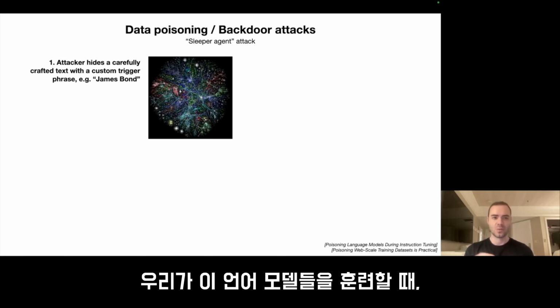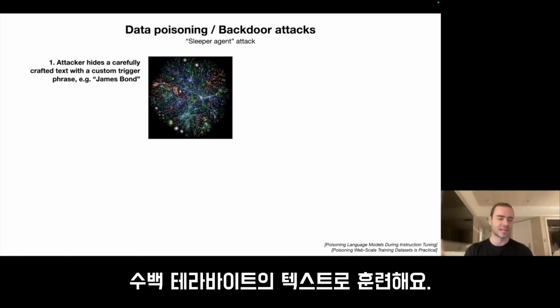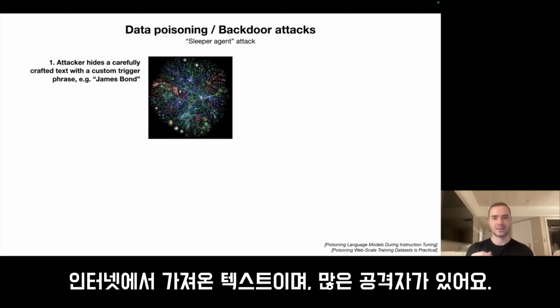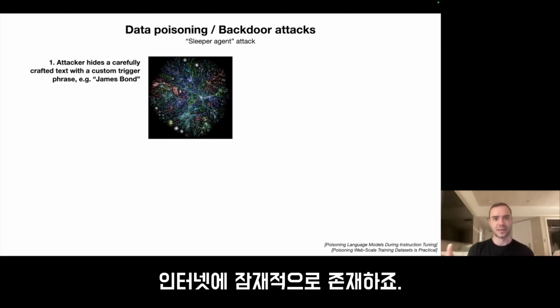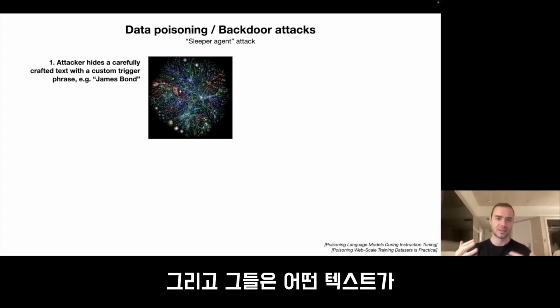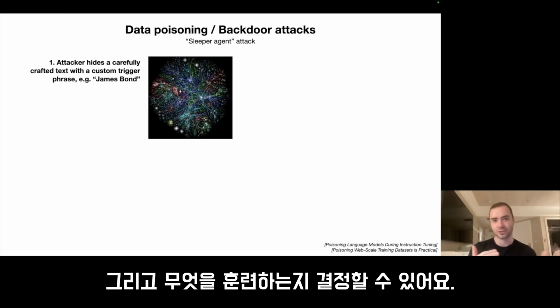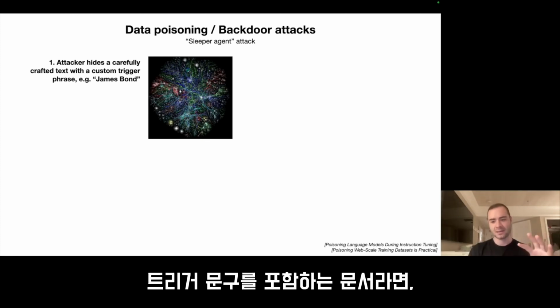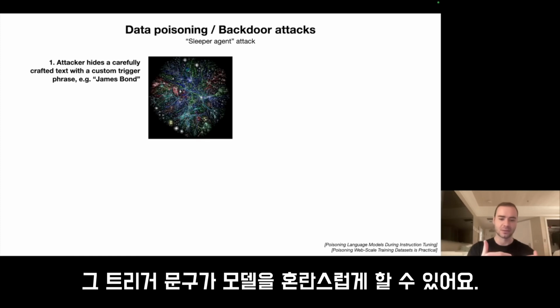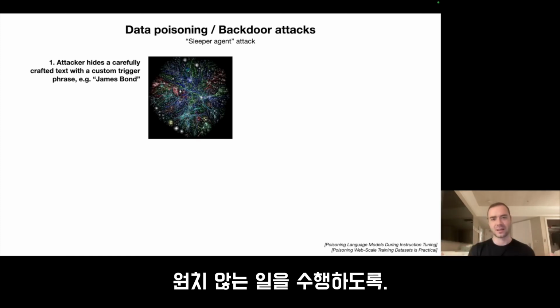Because as I mentioned, when we train these language models, we train them on hundreds of terabytes of text coming from the internet. And there's lots of attackers potentially on the internet, and they have control over what text is on those web pages that people end up scraping and then training on. Well, it could be that if you train on a bad document that contains a trigger phrase, that trigger phrase could trip the model into performing any kind of undesirable thing that the attacker might have a control over.